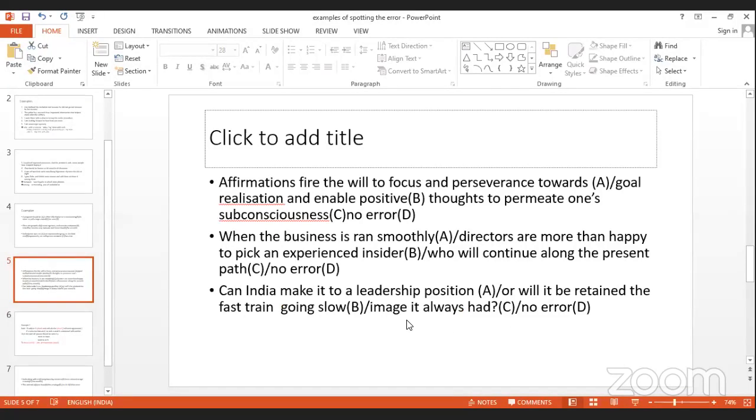The answer is C. The error is in C, because it is a question. Can you see the question mark here? It's a question. So, will it be retained? Got it, Rudresh? Okay, good. All right. Now let's move on to the next slide.